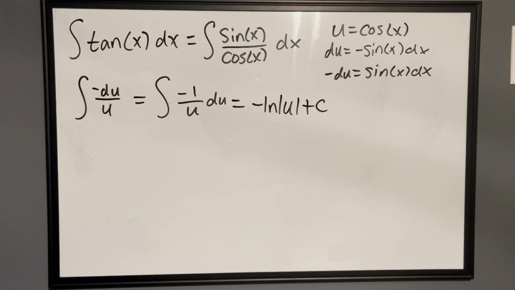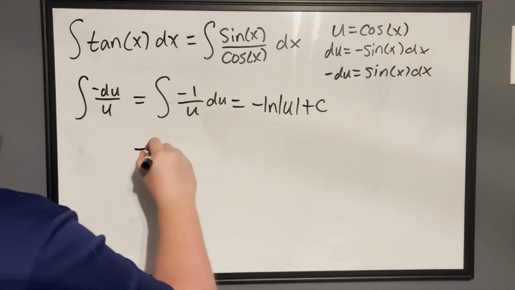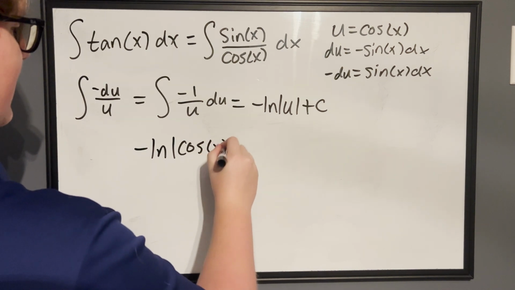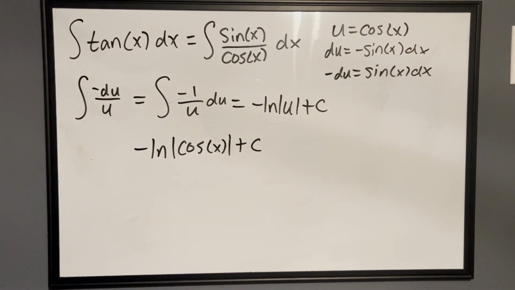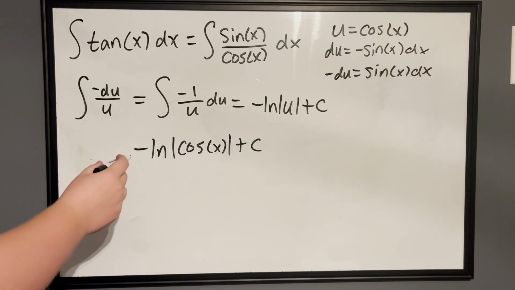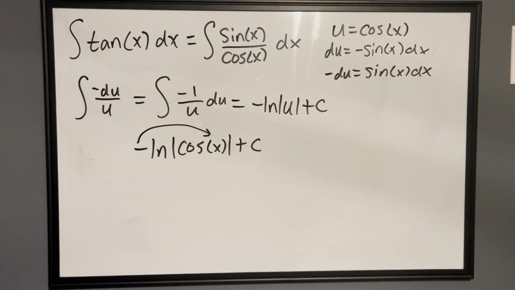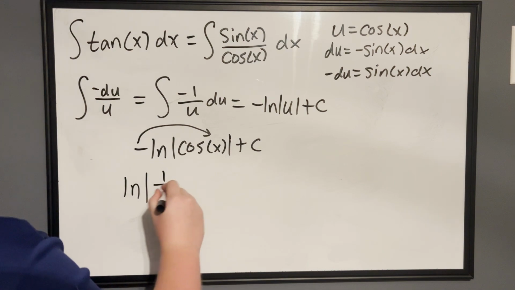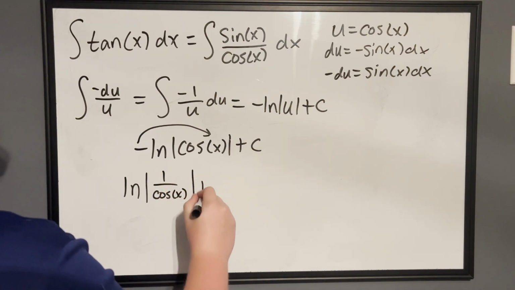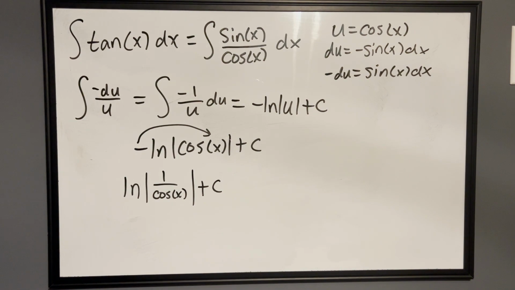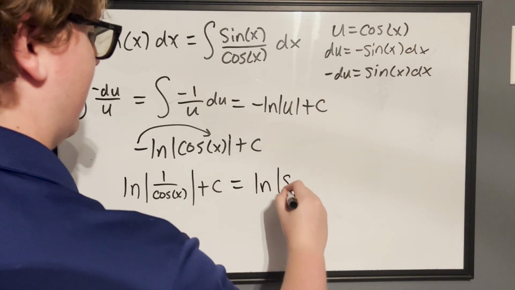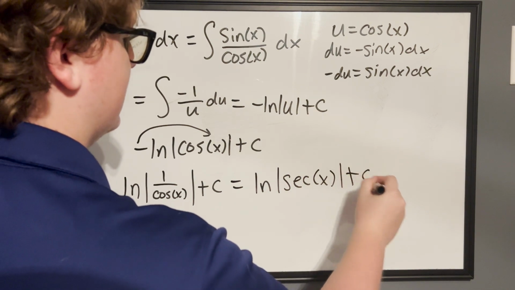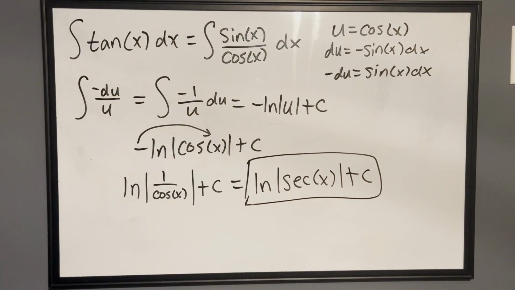And then the final step is to just plug in what our u was. So we have negative ln of the absolute value of cosine of x plus c, which is a perfectly valid answer, but we can make this look a little bit neater by using a property of natural logs. So since we have a negative, this can be distributed to the power. So we have cosine of x to the negative first power, which is 1 over cosine of x. So we have ln of the absolute value of 1 over cosine of x plus c, and 1 over cosine x is secant x. So we have ln of the absolute value secant x plus c. And that right there is your integral.